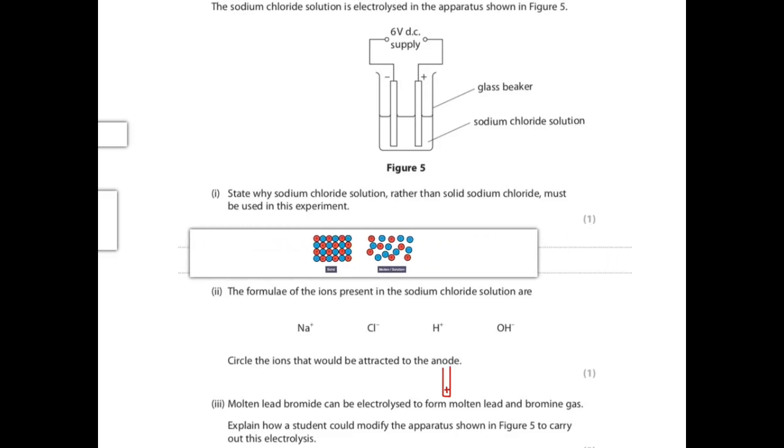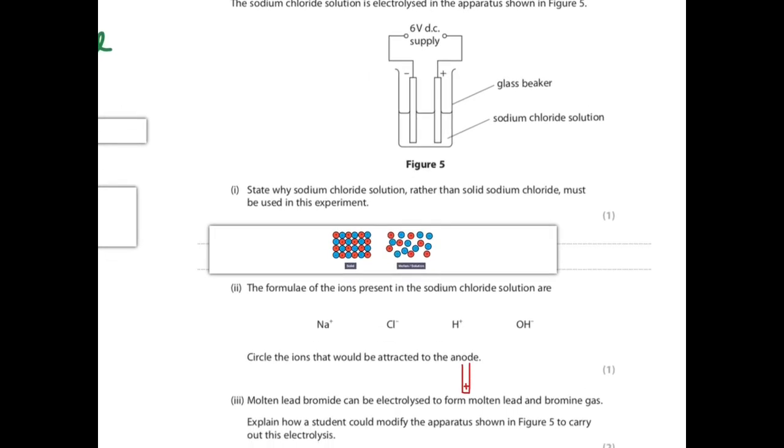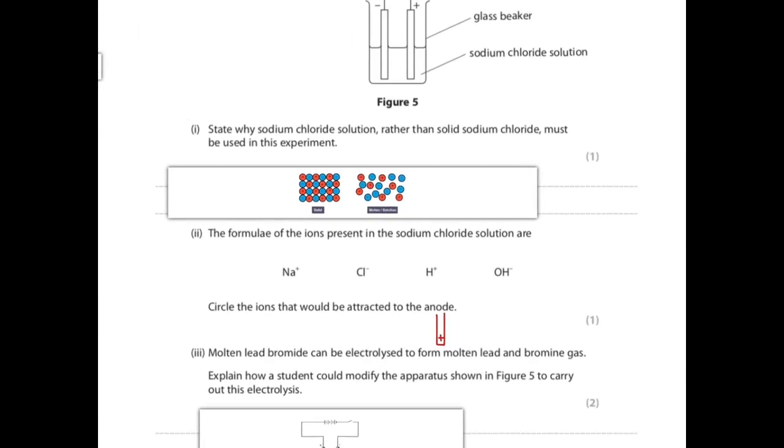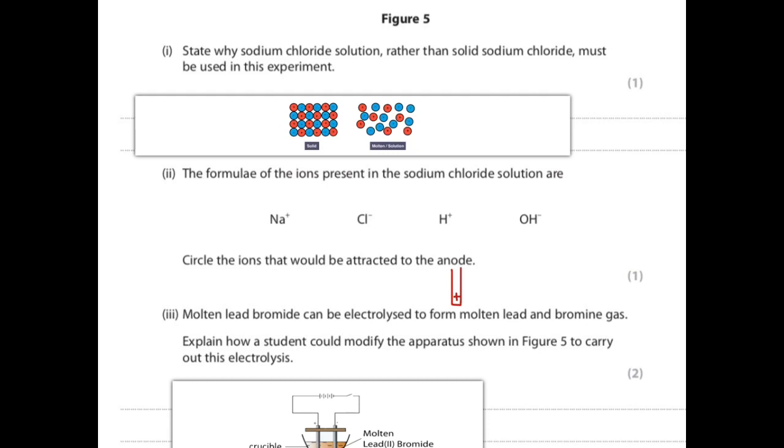The formulae for the ions present in sodium chloride solution are Na+, that's a positively charged ion, chloride Cl-, H+, and OH-. Circle the ions that would be attracted to the anode. So if you remember, the anode has a positive charge. So opposites attract in chemistry. So chloride ions will be attracted to the positive charge and hydroxide ions will be attracted. So any minus charge will be attracted.